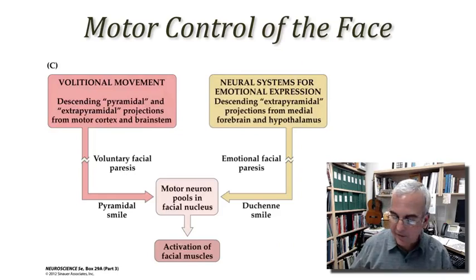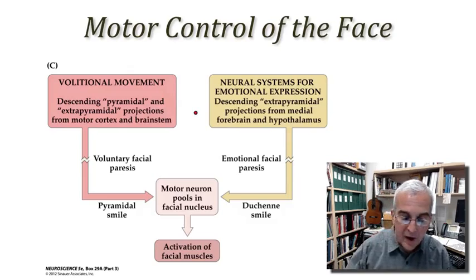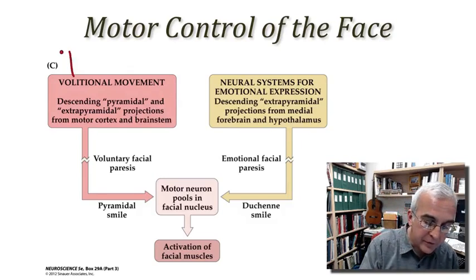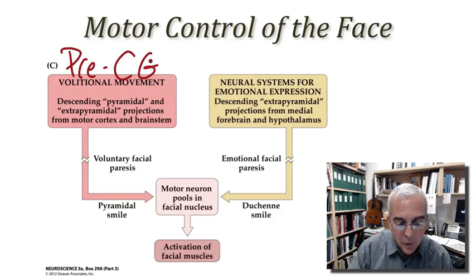So this schematic figure just illustrates what we've been talking about. There are parallel pathways coming from motor control centers in the brain that converge upon the facial motor nucleus and its neurons that ultimately activate the muscles of facial expression. We've described those neurons in the precentral gyrus that are associated with voluntary control over the facial motor nucleus.